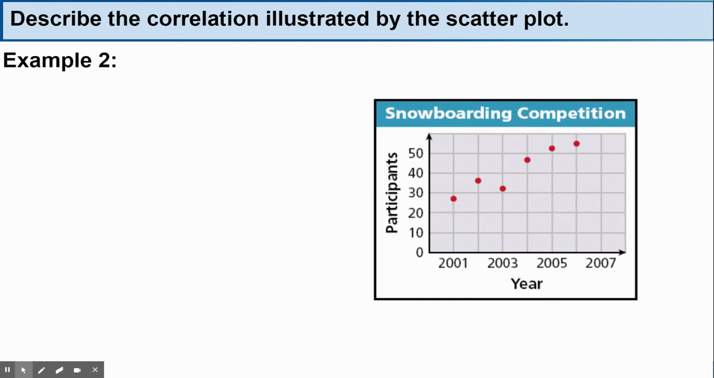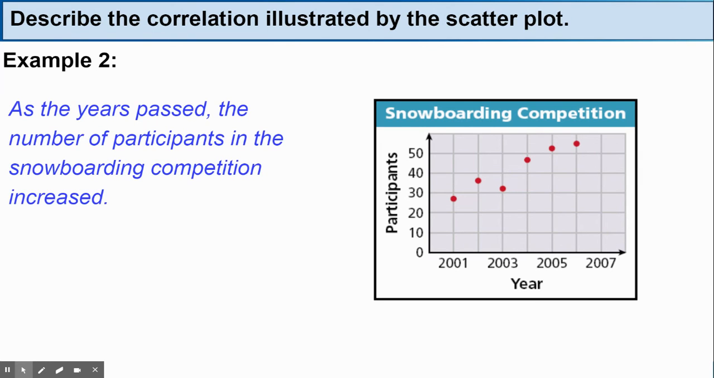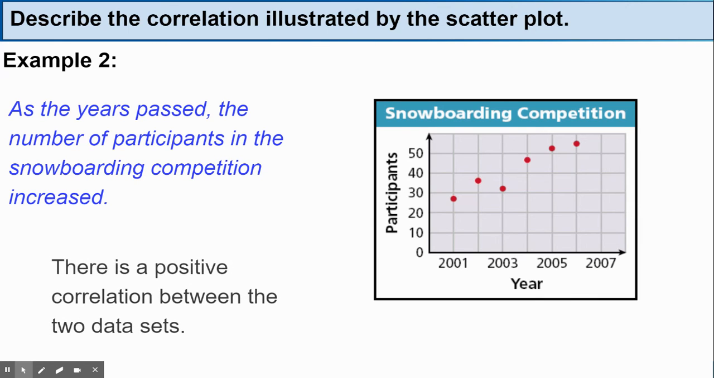For example 2, we have our snowboarding competition. We have our years on our x-axis from 2001 to 2007, so our years are increasing. And then our participants, it seems that we are actually having more participants as the years go on. So as the years have passed, the number of participants in the snowboarding competition has increased. So that could be because snowboarding is getting more popular over the years. However, in this situation, they both are increasing. Therefore, we have a positive correlation between the two data sets because both our x and y are increasing.